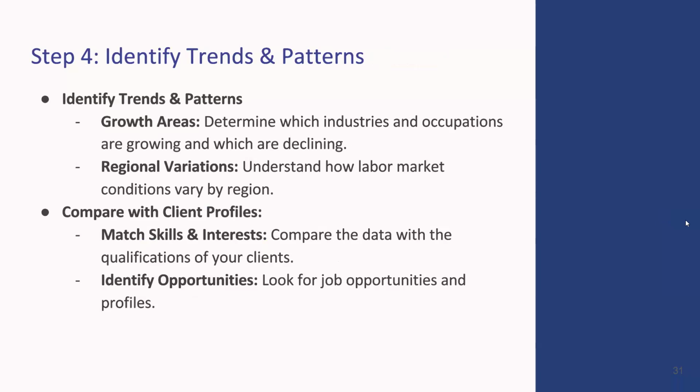As we look at identifying trends and patterns, we'll gather all this market data, and now what? The key is to start identifying the trends and patterns that emerge from the information. We want to look at areas for growth and decline. Which industries are expanding, which occupations are expanding, and which ones are contracting. Also be mindful of any regional variations you notice. The labor market can look quite different depending on the geographic area.